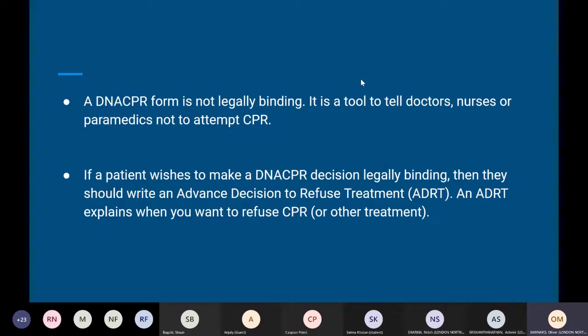So a DNA CPR decision is simply a tool to help tell doctors and nurses not to attempt CPR. If a patient wants a legal document to say that they do not want resuscitation, they have to make an advanced decision. And then obviously if you're breaking that advanced decision, then you are actually breaking the law at that point. Whereas the standard DNA CPR forms that the patient does not sign, that is just put in place by whoever the healthcare team to try and stop any inappropriate resuscitation attempts.